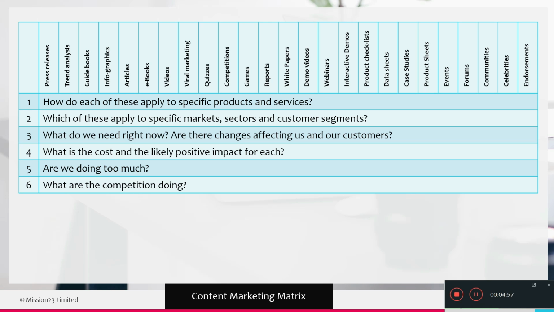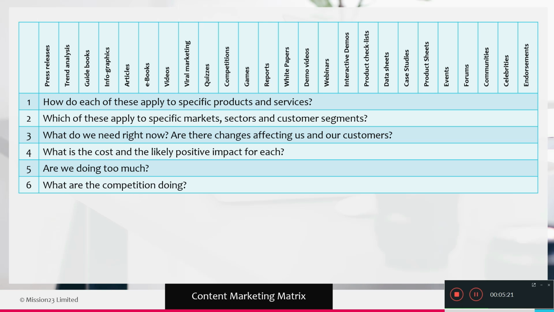Now, it changes over time and it could change between specific products and services, but it can also change between specific markets or sectors or customer segments. So how does this apply across each of those? Also, what do we need right now? What are the changes that are affecting us and our customers? What are the changes affecting the industry?